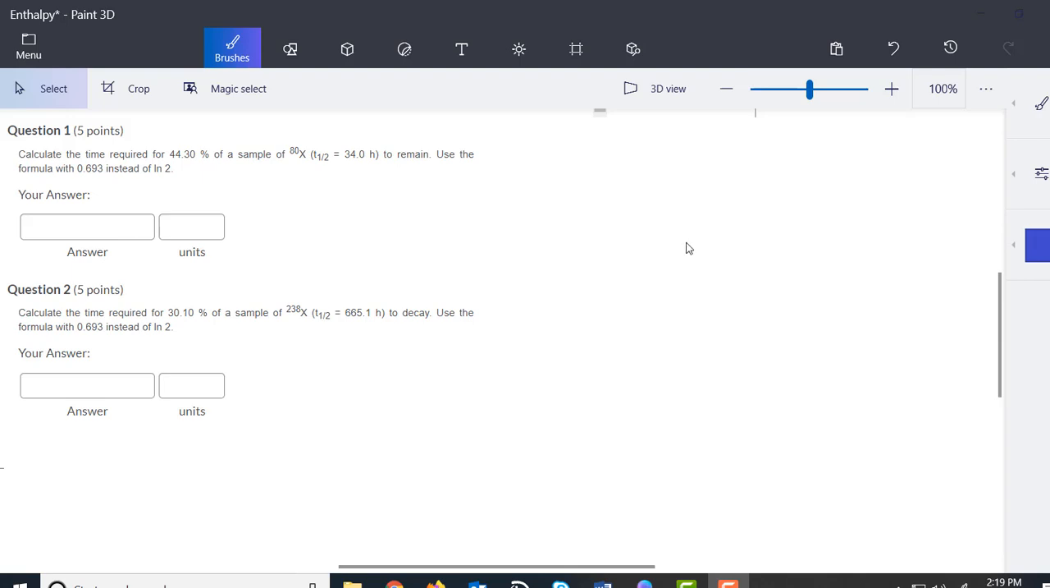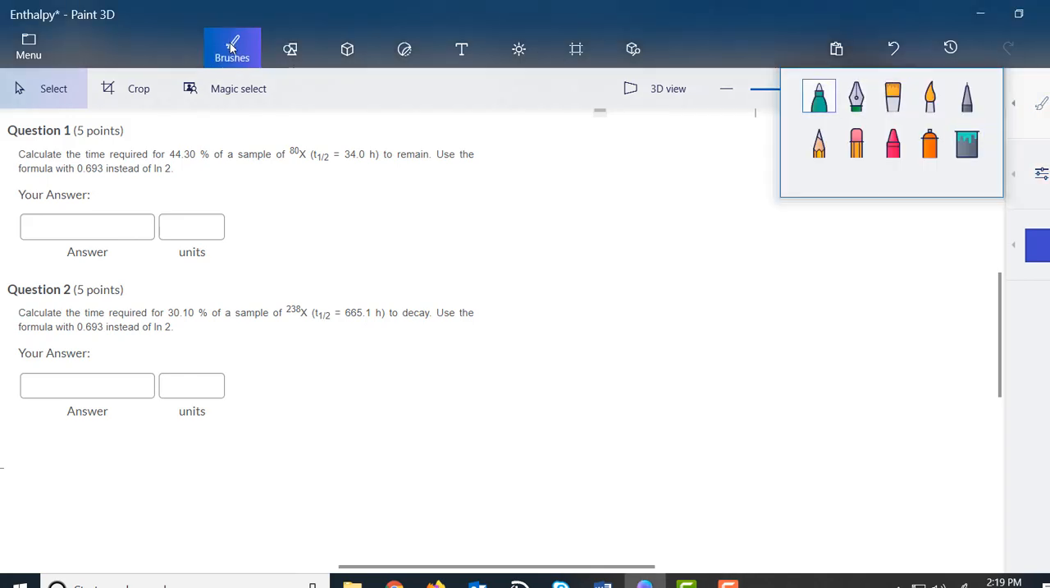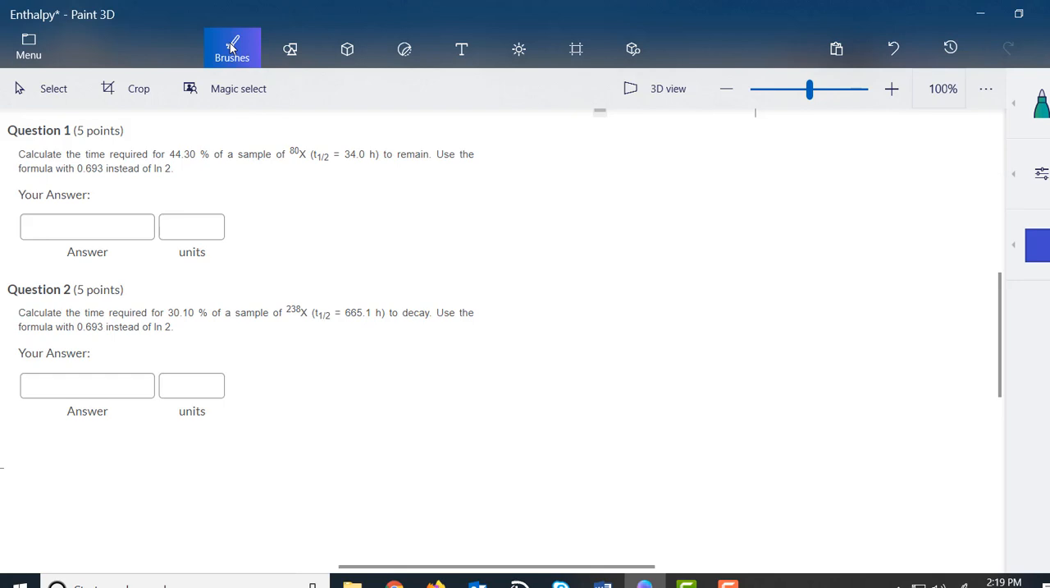So we've got two questions here, questions 1 and 2. They're kind of similar, but they're not exactly the same. One is asking about the time it takes for a certain amount of a radioactive particle to remain, and the other one says to decay. So those are the key words here in each of these cases. So let's look at the first one.